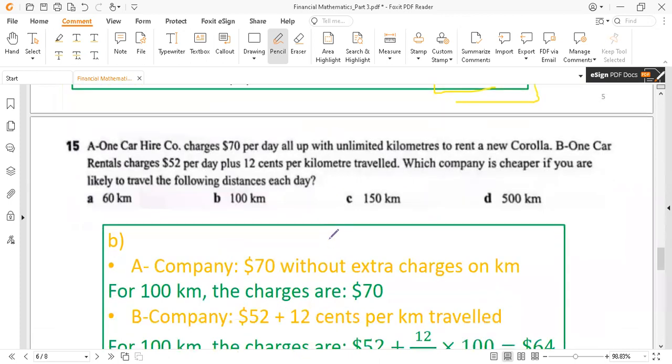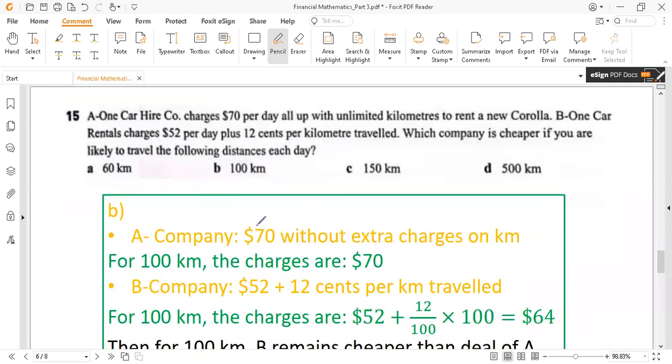And also for the next one, we have a different idea, but based on the same information, to solve this exercise. We have two plans, two car companies, company A and company B. They have two different deals for the rent of a new Corolla.